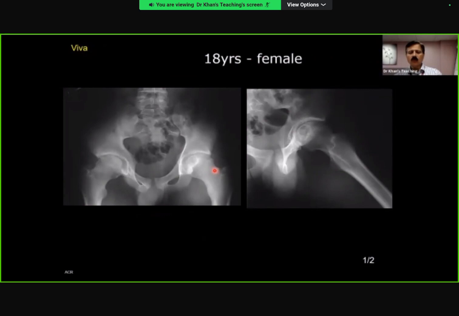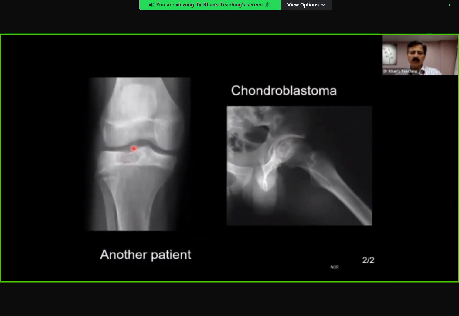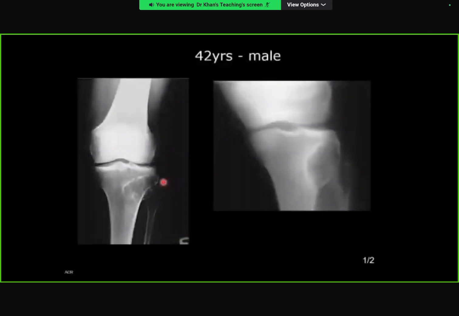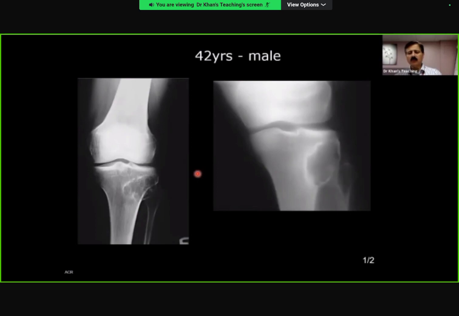Another case of chondroblastoma, where you can see that there is a subarticular lucent lesion with sclerosis, and because of the location, that is what it is. Another case is here. This is just for completion's sake. This is a case of chondromyxoid fibroma.